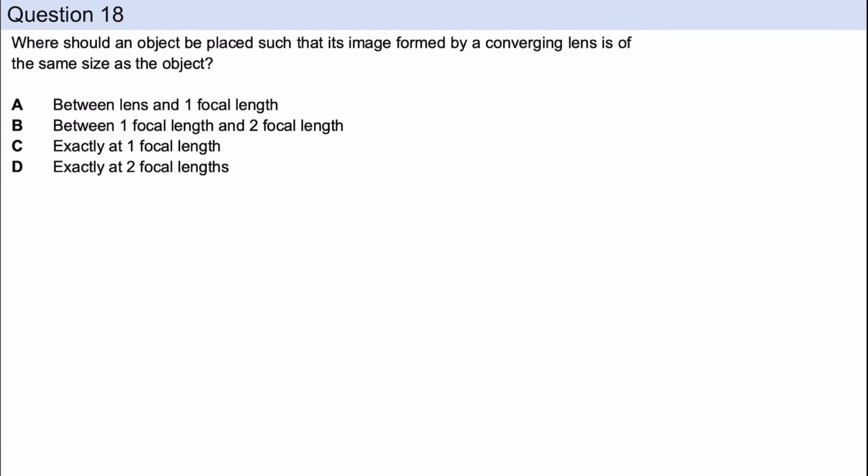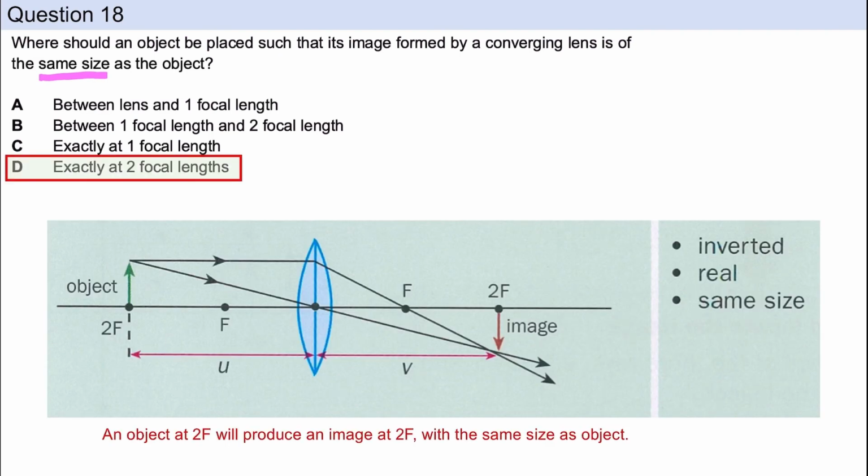Question 18. Test your understanding of the images formed by a converging lens. In this question, to get an image that is the same size as the object, you need to place the object exactly at 2f. When the object is exactly at 2f, it will produce an image exactly at 2f that is of the same size.